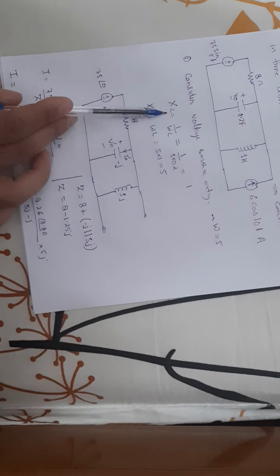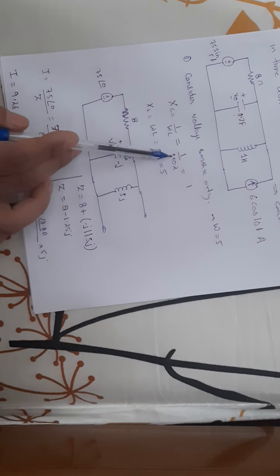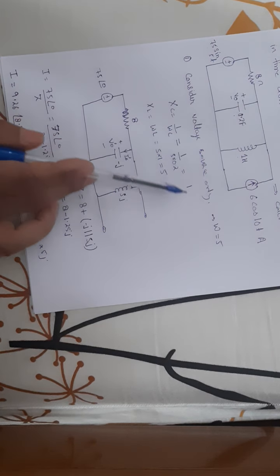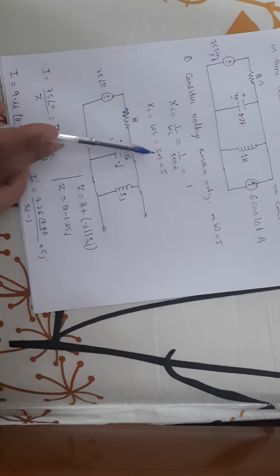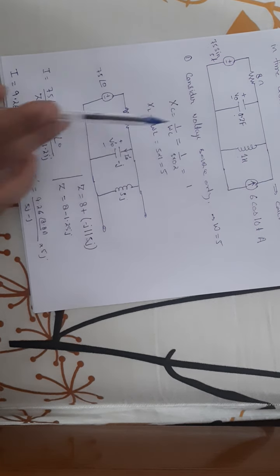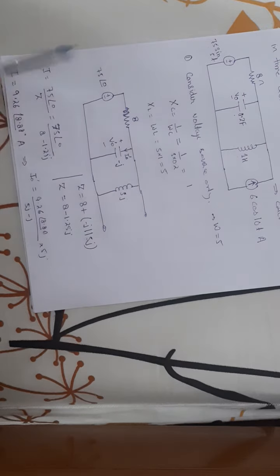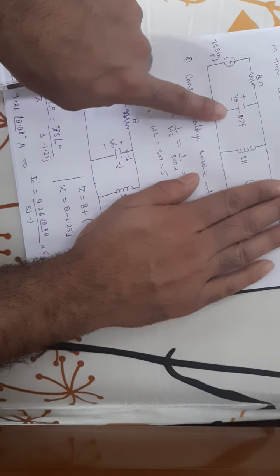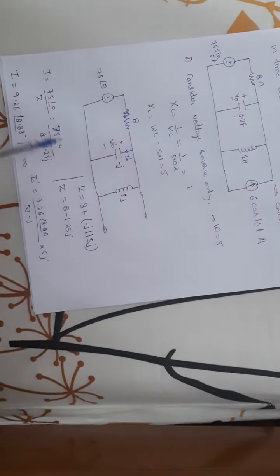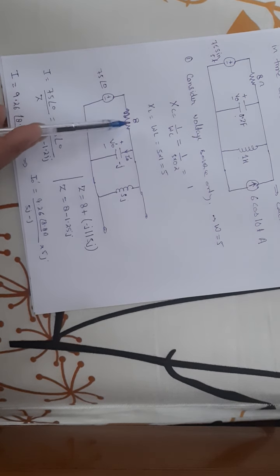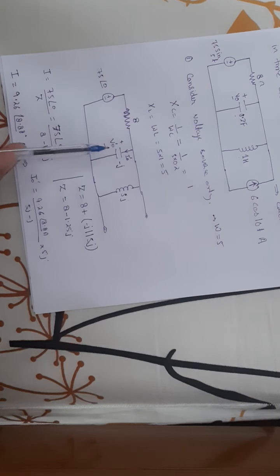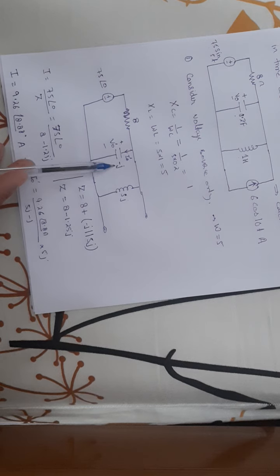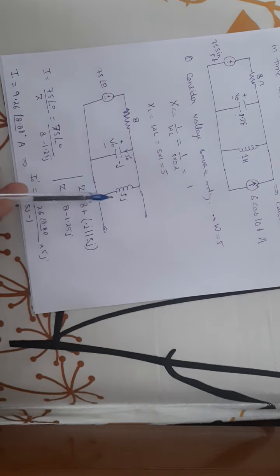What will Xc be? Xc is nothing but 1 by omega C. So 1 by 5 multiplied by 2 gives Xc equal to 1. XL is omega L, 5 multiplied by 1, which is 5. So when I am considering this source only, I will transform this circuit into the phasor domain. This is the phasor domain: 75 angle 0, an 8 ohm resistor, so Xc is equal to minus j and XL is equal to 5j.